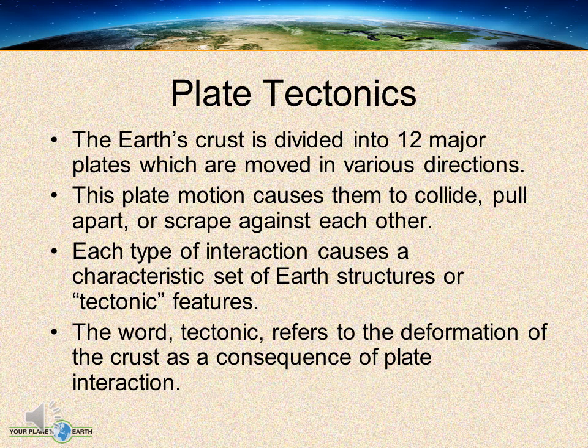There are 12 major plates on Earth, each of which slide around at a rate of centimeters per year, pulling away from, scraping against, or crashing into each other. Each type of interaction produces a characteristic tectonic feature, like mountain ranges, volcanoes, and/or rift valleys that we will discuss on the following slides.